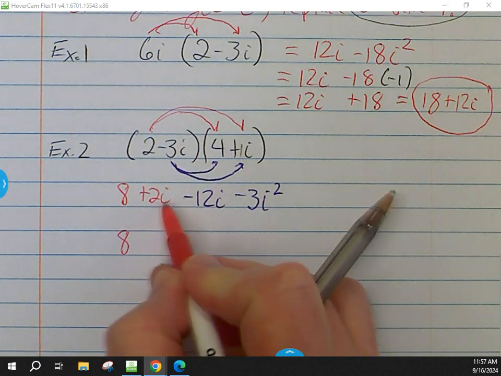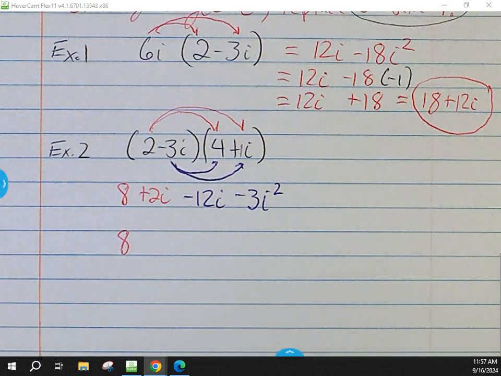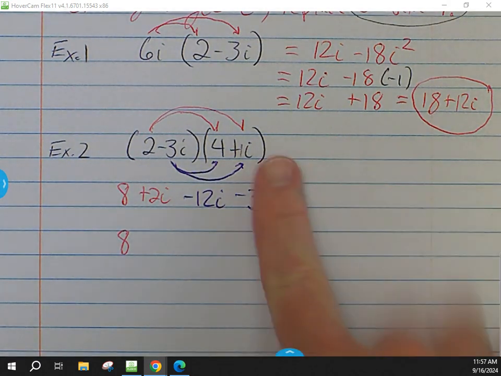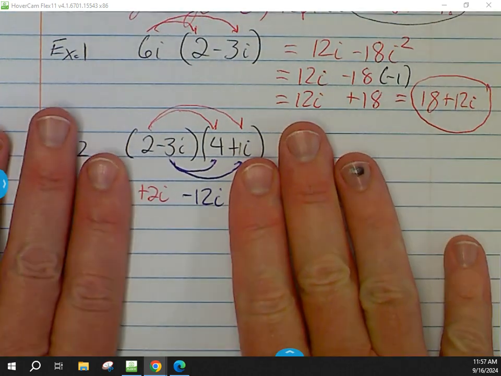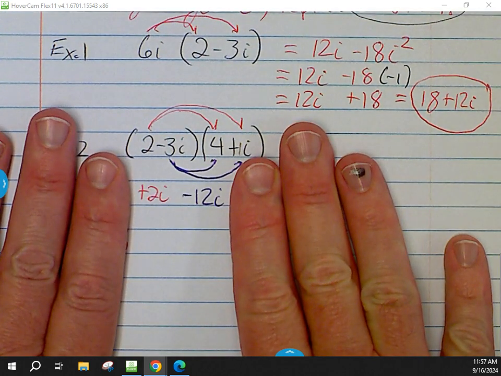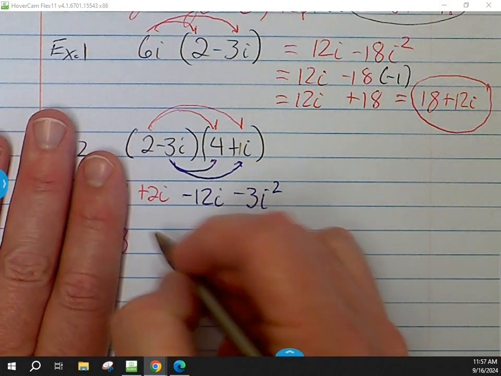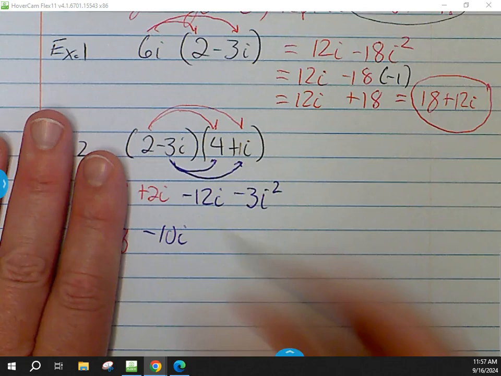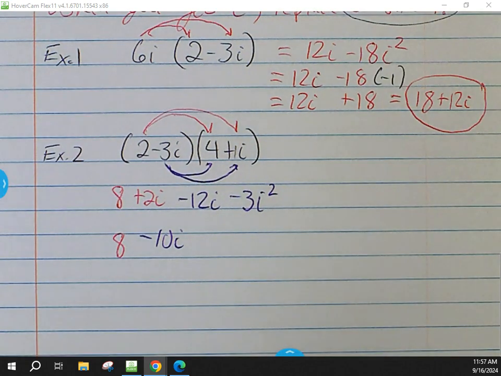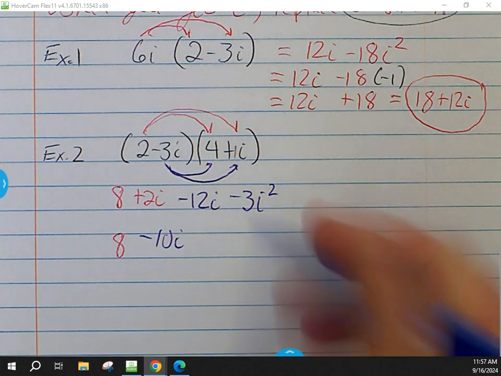When you do the 2 minus 12, now here's where we're going back to the other part. Because of these two terms in the middle, you've got the 2i plus or minus the 12i. Those two you combine together. 2 minus 12 is negative 10 with the i. And then on the end of it, we've got the i squared.